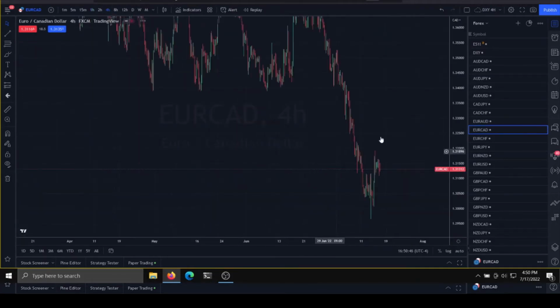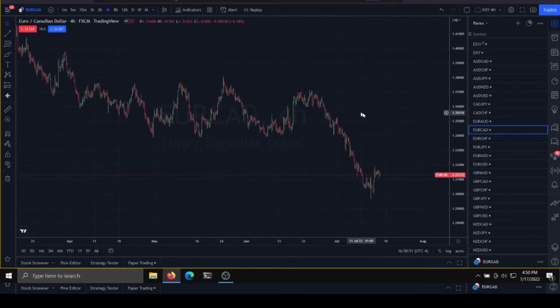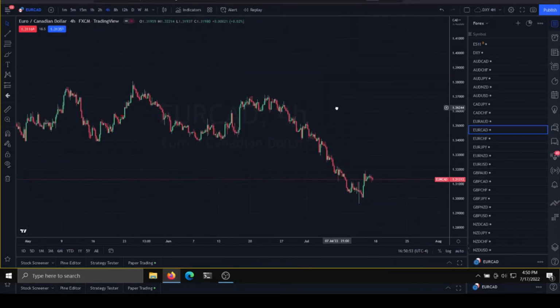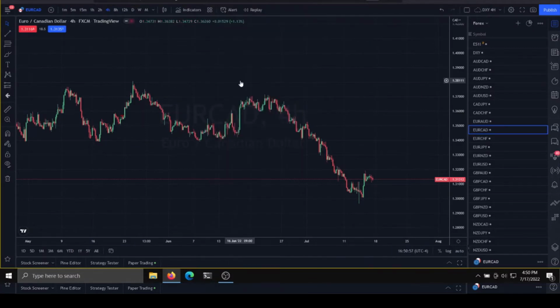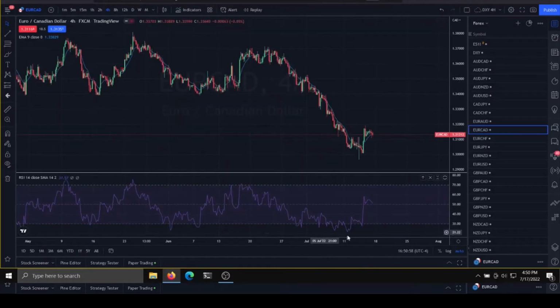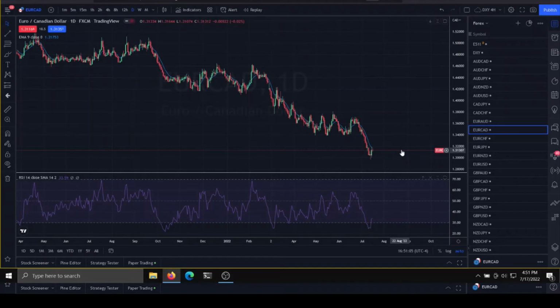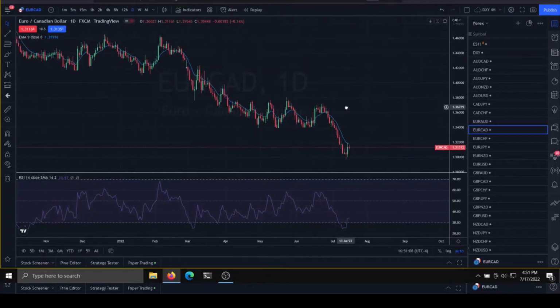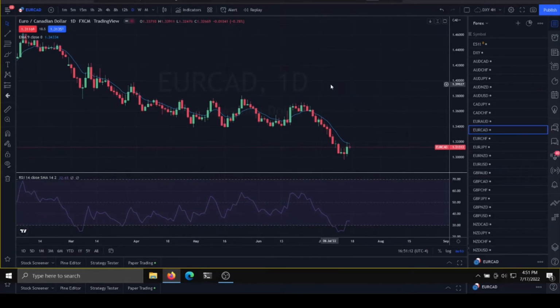Euro CAD. You're way oversold, I believe. Let's check the RSI. Yeah, you were oversold on the 4 hour, maybe even the daily. Yeah, you're oversold on the daily. Got an engulfing candle on the daily chart. Here.